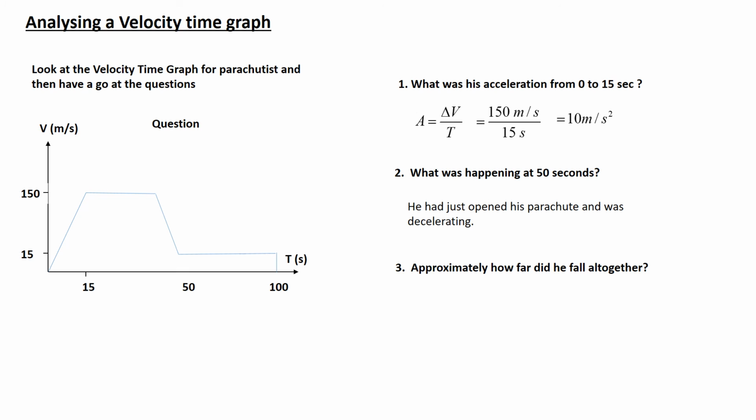What's happening at 50 seconds? At 50 seconds, his velocity becomes constant. That is likely due to the fact that his parachute was open. Number 3, how far did he fall altogether? The area under the graph: you do 50 times 150 plus 50 times 15, which gives me 8,250 meters.